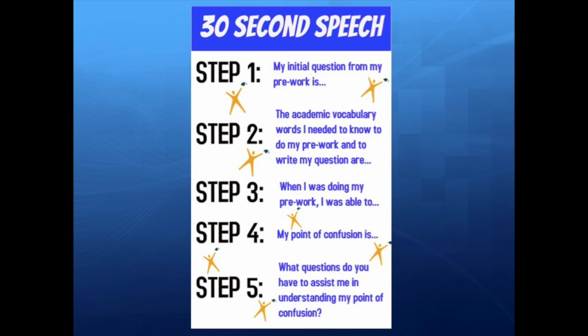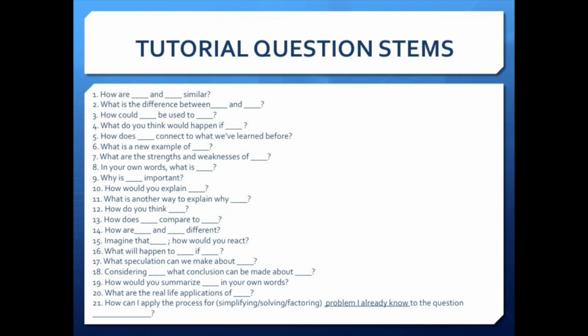Then you ask, "What questions do you have to assist me in understanding the point of confusion?" All of these things are written in your pre-work. So basically, all you're doing is reading out loud the pre-work to your group. If you're worried about knowing how to ask good questions, there are tutorial question stems that we'll be giving you to help you out in the beginning. Once you get a hang of it, you can do this on your own just as easy as anyone else.